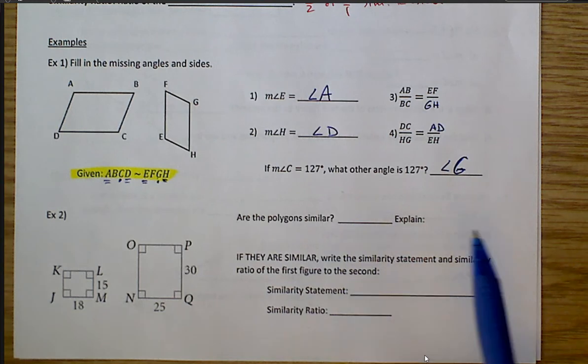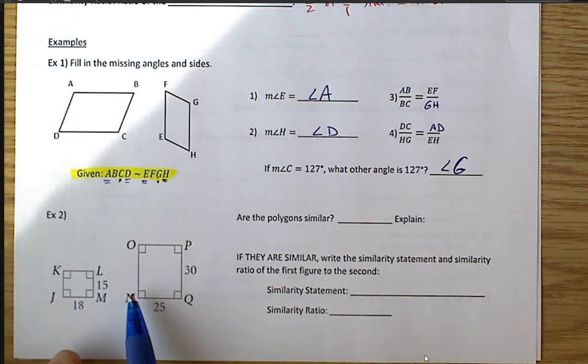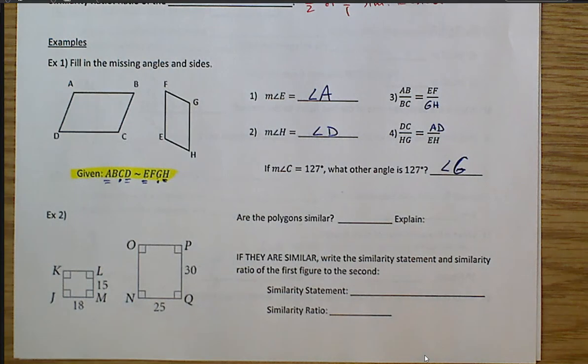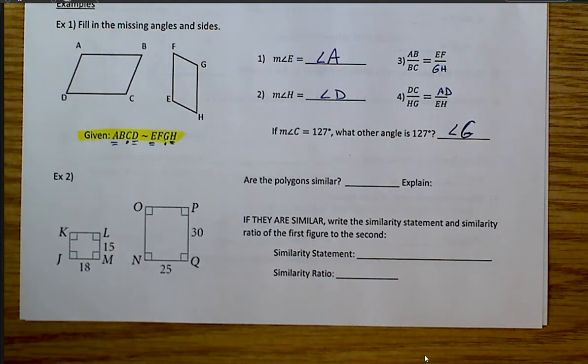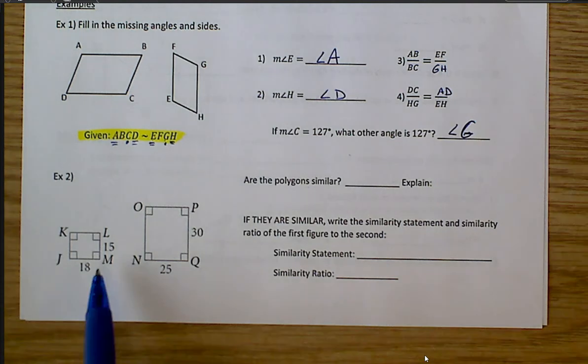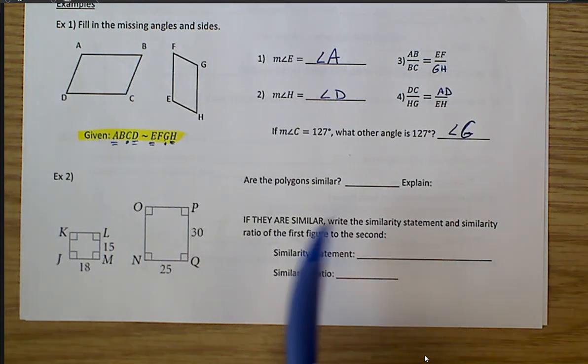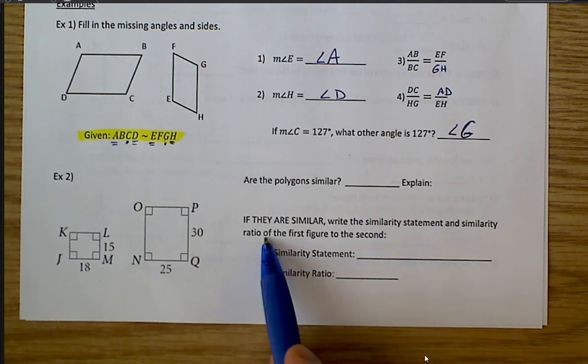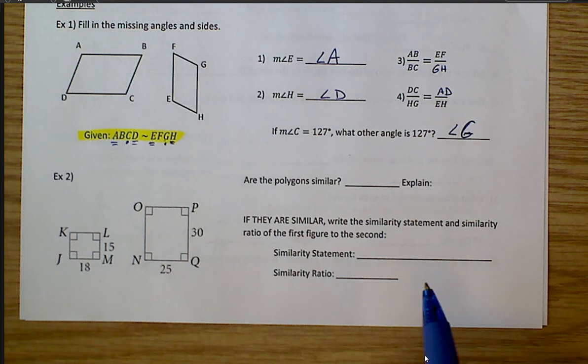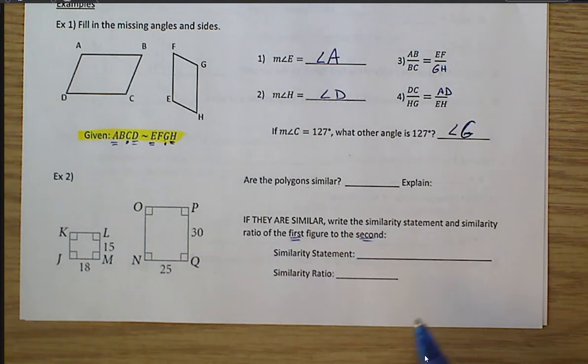Now this is for example 2 down here. Let's take a look at this one. This one's kind of confusing and can throw some students off here. First of all, identify the shape. What shape do you have? A lot of students are going to say squares, but I know it's not squares based on 18 and 15 and 25 and 30. So these are obviously rectangles. It says if they are similar, write the similarity statement and similarity ratio of the first to the second. So they're telling you what order to put it in, first to second.